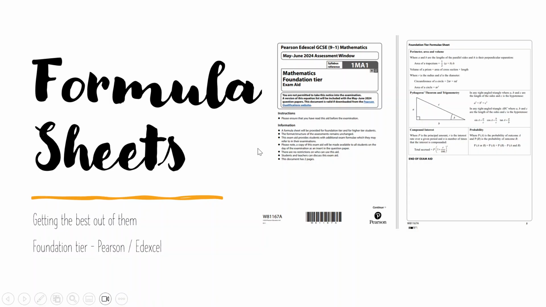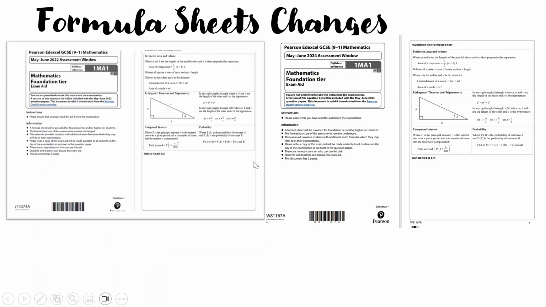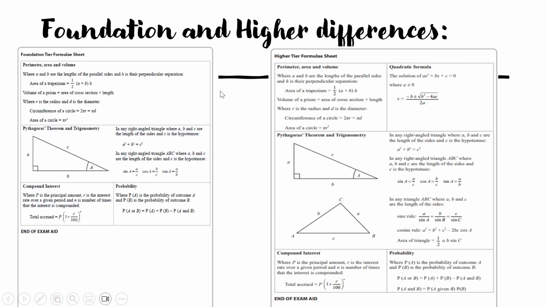Okay, so first of all, the formula sheet. This is designed to get the most out of them. So Edexcel have produced this. This is the May to June 2024 assessment window. And they've written a special one. Well, I looked at how much of this had changed from the previous one back in 2022, and actually there's no changes at all. So it's the exact same exam aid that they've used for the past 2 years. No changes have been made.